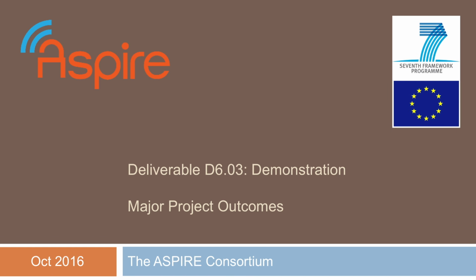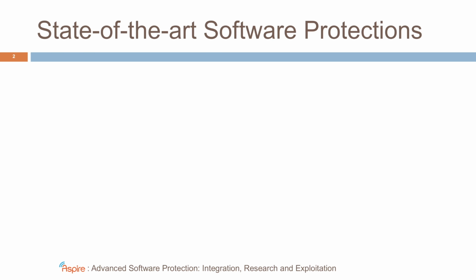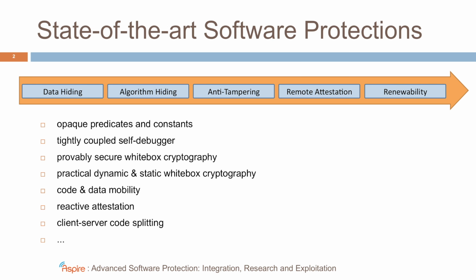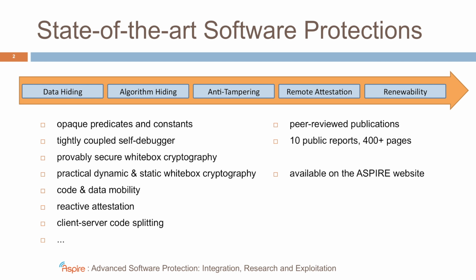In this movie, I'll walk you through the major project outcomes of the Aspire project. First, we developed quite some state-of-the-art software protections. You might remember that the goal of our project was to develop protections on 5 lines of defense, and for many of them, I only listed some, we did push the state-of-the-art. Many of these results are published in peer-reviewed publications and in 10 public reports that provide over 400 pages of information. All of them are available on the Aspire website.